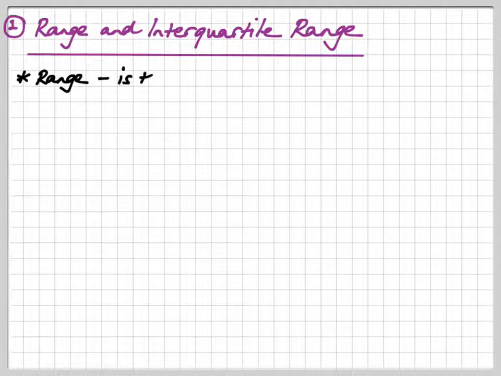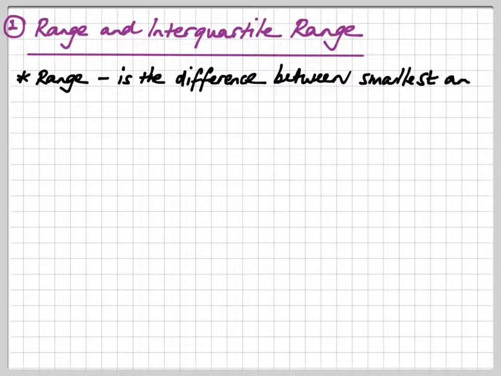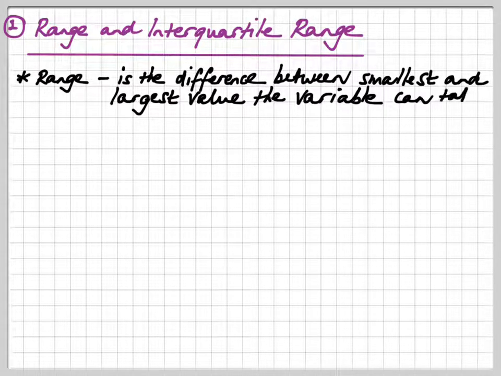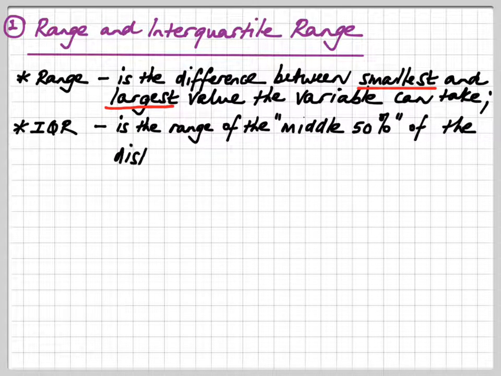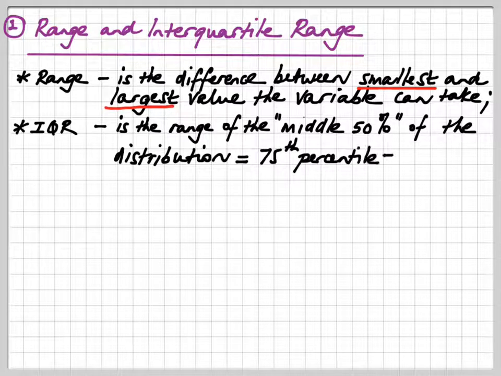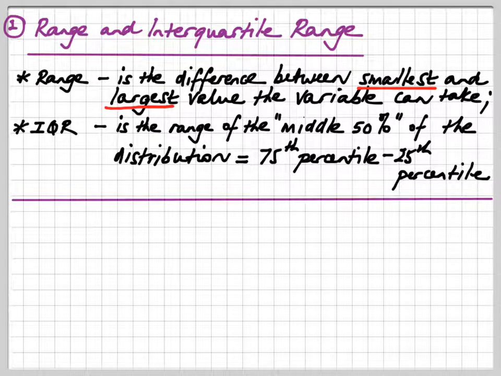The range is the difference between the smallest and the largest value that the variable can take. That's about as simple as it can get. I'll show you in a minute. IQR, that's the interquartile range. This is the range of the middle 50% of the distribution. It's the 75th percentile minus the 25th percentile, which gets you 50% of the population spread either side of the median. Don't worry, I'll do one for you and you'll understand.